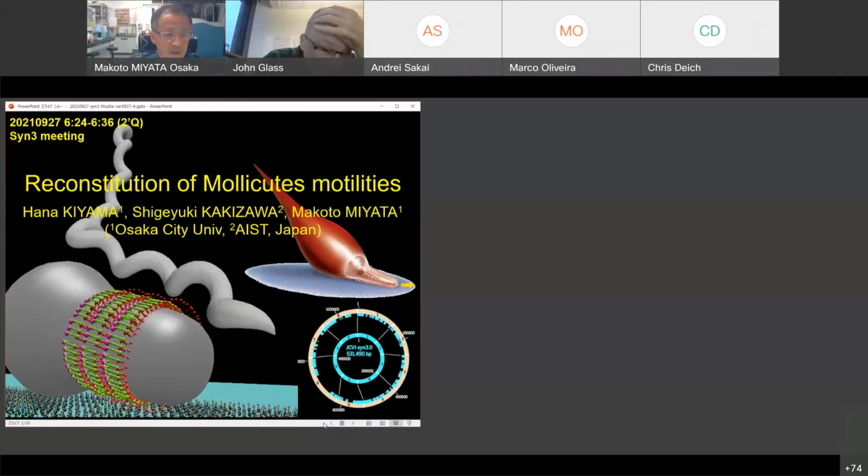Now I'm talking about the reconstitution of the Mollicutes' motilities. The Mollicutes is a class of bacteria that includes Mycoplasma and the genus Spiroplasma.